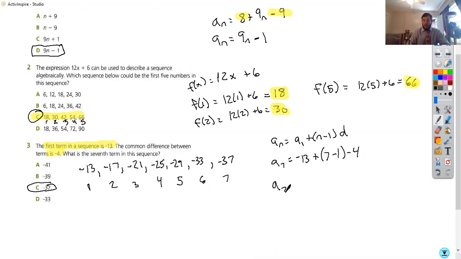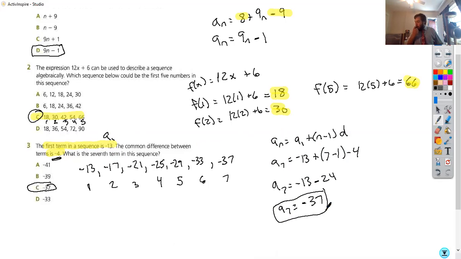So if we go through here, a of 7 equals negative 13, then we have 7 minus 1, which is 6, times negative 4, and 6 times negative 4 is negative 24. So for a of 7, negative 13 minus 24 is negative 37. So again, using our formula, we can find this by substituting in 7 for n, our first term a1, which is negative 13, and our common difference, which is negative 4 for d, and then simplifying the equation there to find that a of 7 is equal to negative 37.